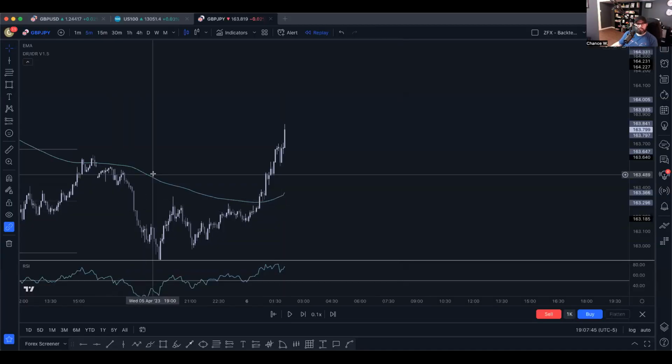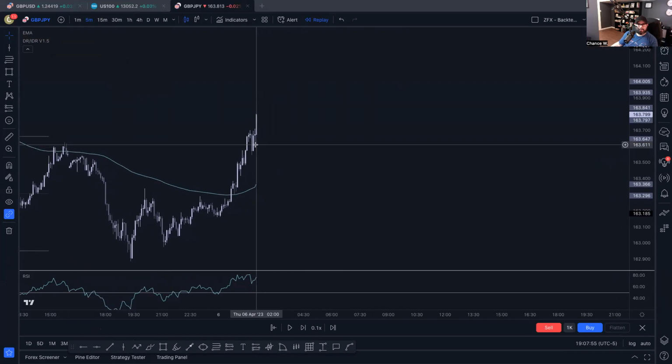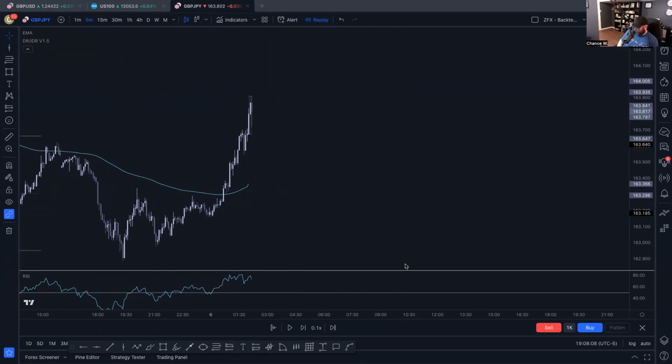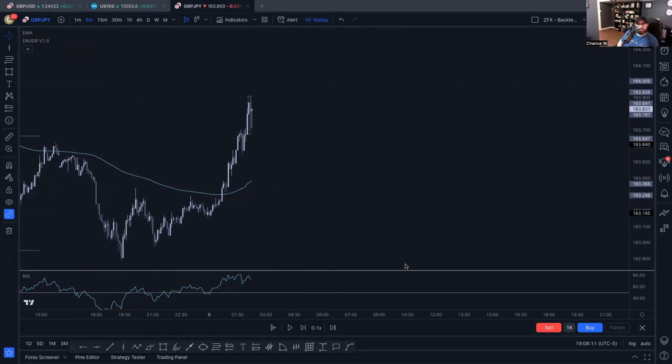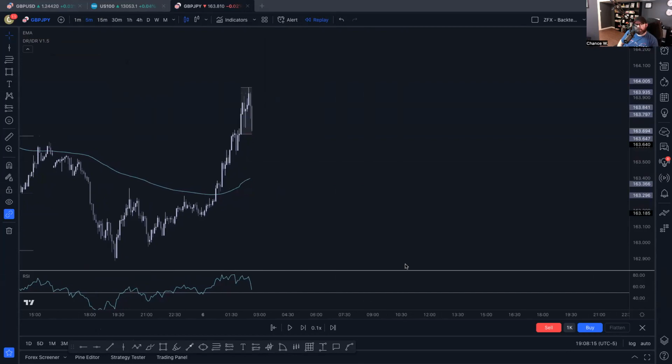So this is GJ, Great British Pound to Japanese Yen. This is currently set at right at 1:50, 2 o'clock, so London Session Market Open. And let's see here. We're going to go forward. This is on the 5-minute time frame. I like to wait for the 1 hour to pass by before I start looking at trades.